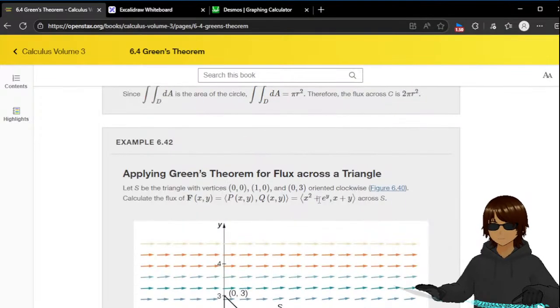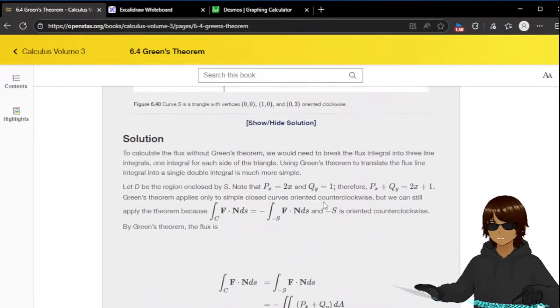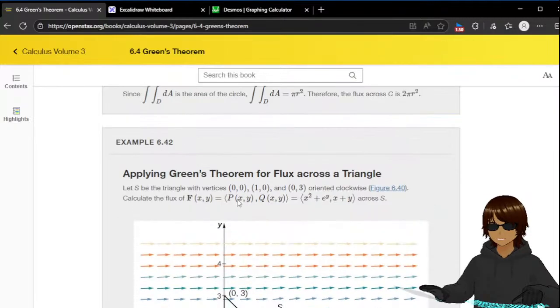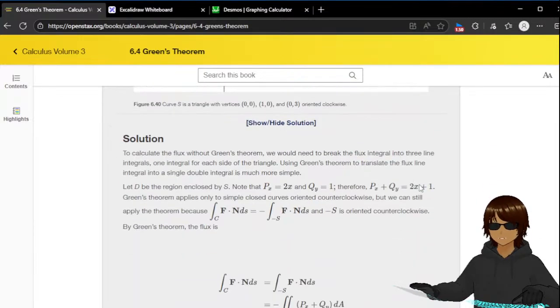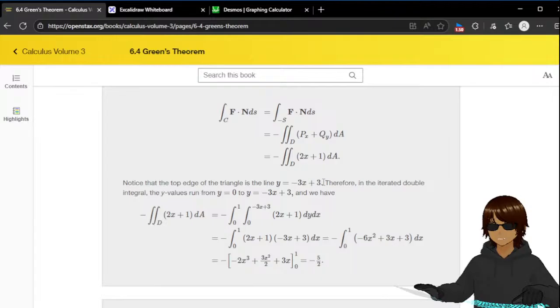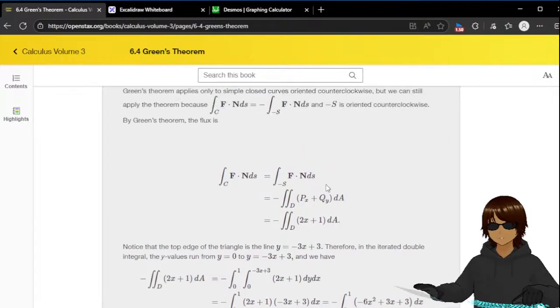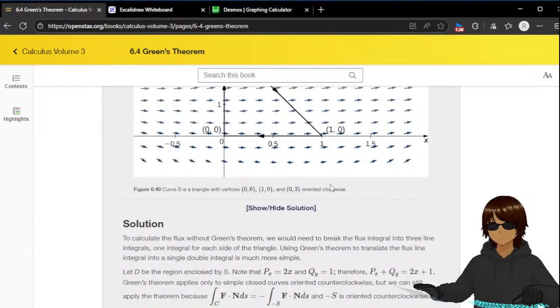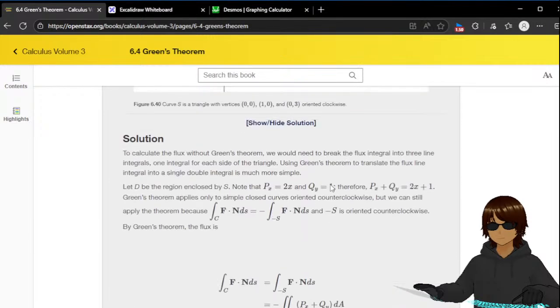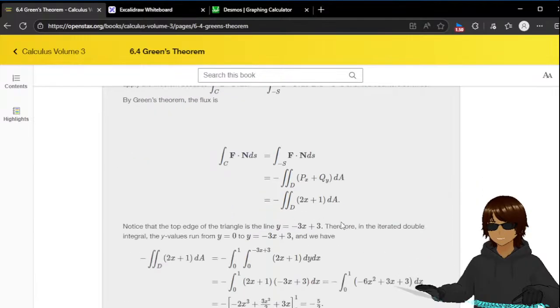Okay, so the vector field is defined like this. And then P_x is 2x, Q_y is 1. Therefore, we have 2x plus 1. And then we have this area. Why is there a minus? Green's theorem applies only to simple closed curves oriented counterclockwise. But we can still apply the theorem because this is... Okay, so if it's clockwise, we have to multiply it by negative, right?